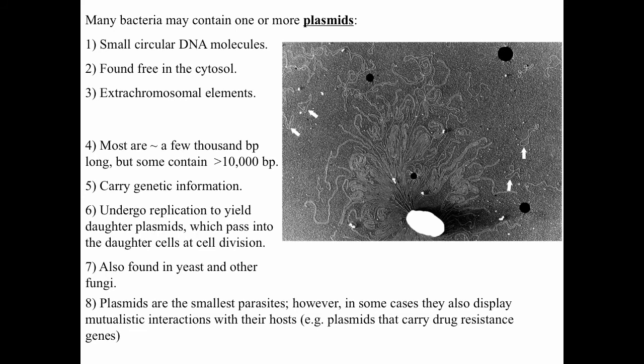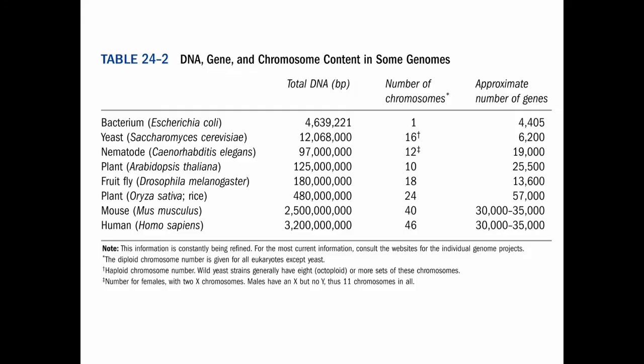Plasmids are kind of considered parasitic. However, there are some cases where there is a mutualistic interaction between the plasmid and the host. So the plasmid might carry genes that actually help the host, for instance, carrying a drug resistance gene. So it could be that the E. coli might acquire a plasmid that allows it to become resistant to different types of antibiotics.